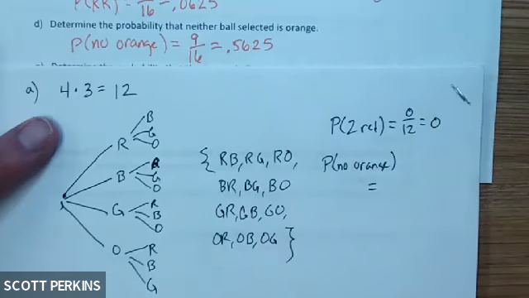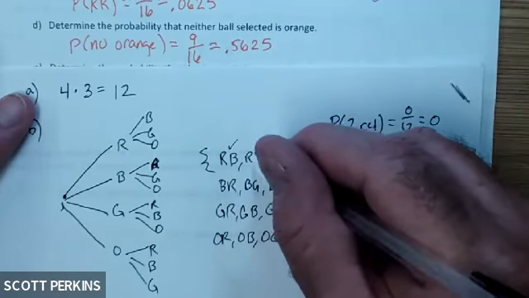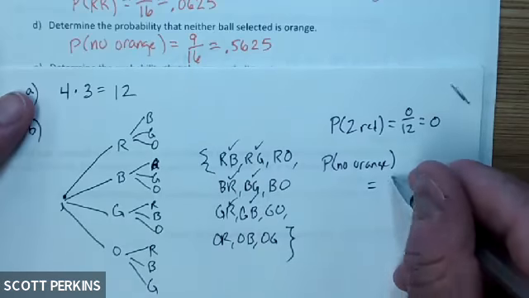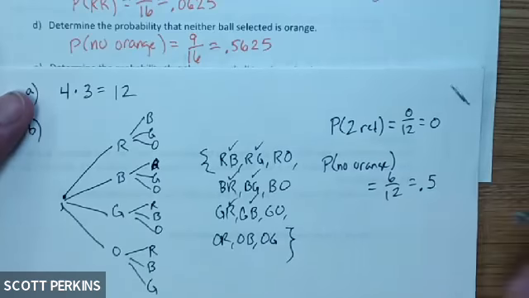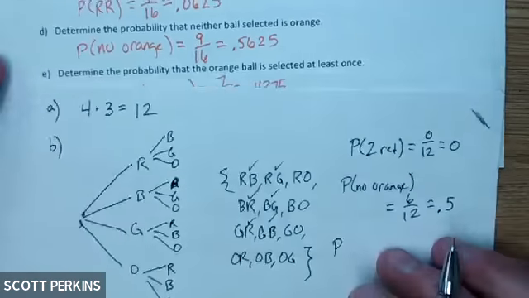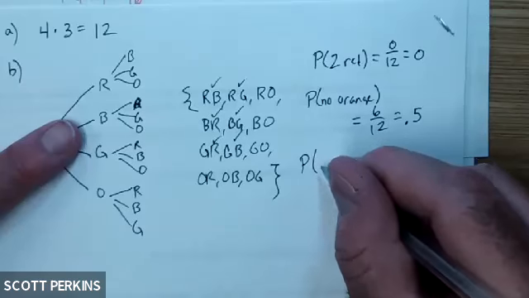So I'm just going to put a check mark over those just as we go through. So no orange, 1, 2, 3, 4, 5, 6. All the rest of them have it. So half the time when you do this and you pull 2 balls out of the bag, you're going to get no orange. And then last but not least, the probability that the orange is at least once.